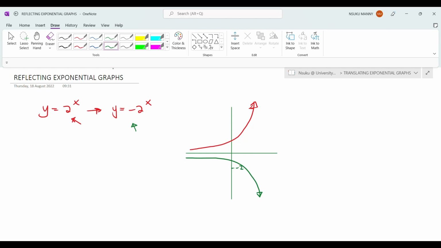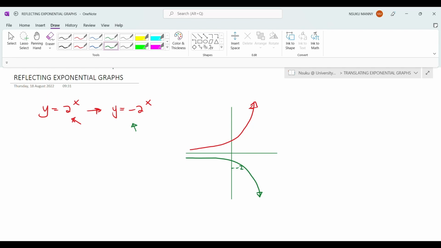As you can see, these two graphs are not identical, they're basically similar. They're reflecting along the x-axis, whereas with the previous one, it was reflecting along the y-axis. So that's basically what reflection along the x-axis and the y-axis is.